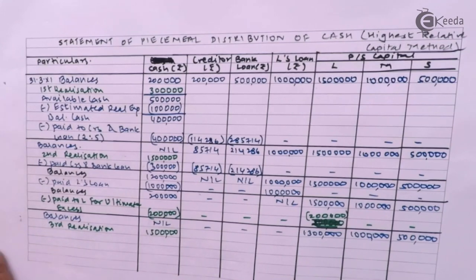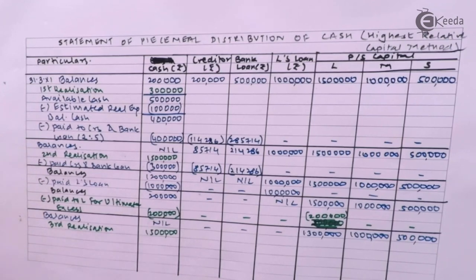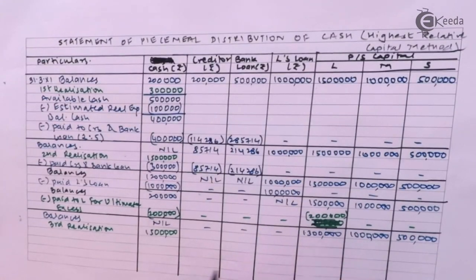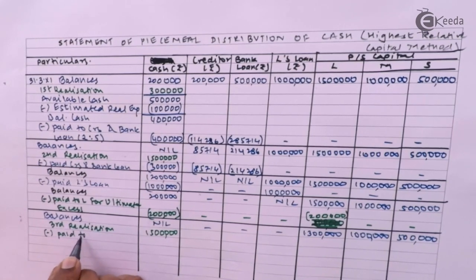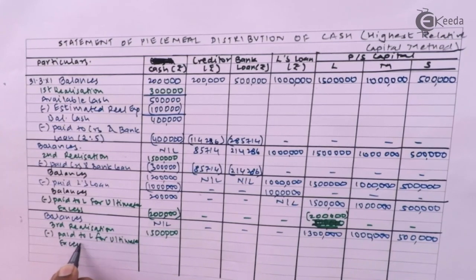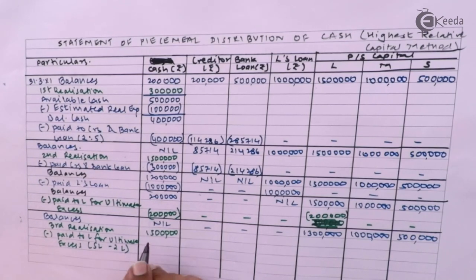See, I decided to pay L 5 lakhs, of which I have paid. Out of this 5 lakhs, I have already paid 2 lakhs. That means I need to pay him 3 lakhs. Paid to L for ultimate excess, I am subtracting. Ultimate excess. See, out of 5 lakhs, already I have paid him 2 lakhs. So, now I will pay him only 3 lakhs.